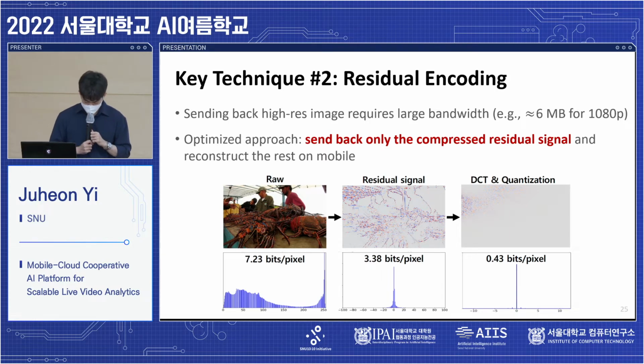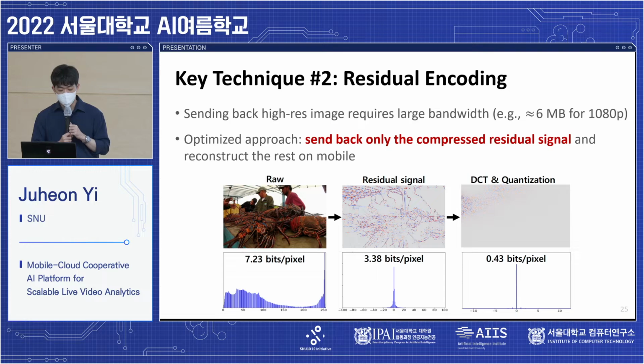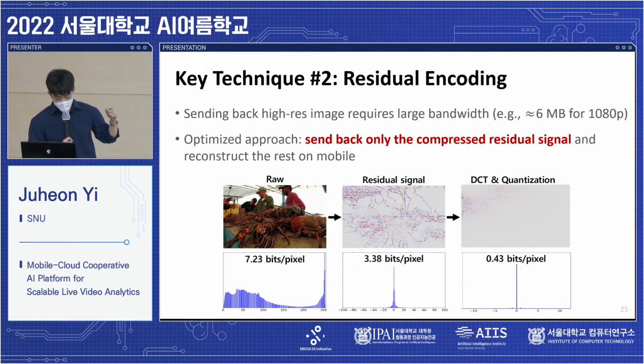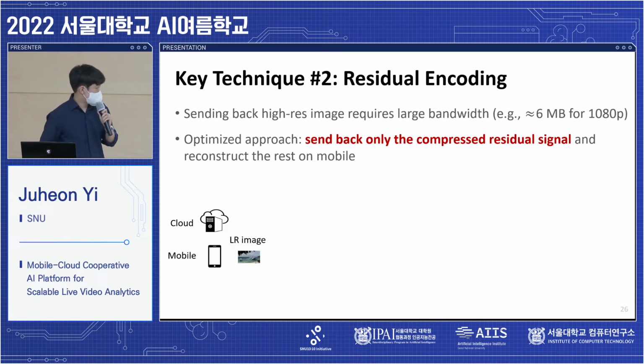Here again, we take an optimized approach where we send back not the whole upscaled high-resolution image, but instead only the residual signal, or the difference between the deep learning model's output and the simple interpolation method, which has a lot smaller entropy, meaning that it can be compressed more. And actually, we have observed that these residual signals are more robust to compression processes like DCT plus quantization.